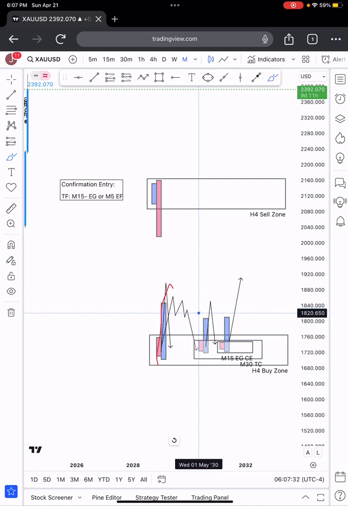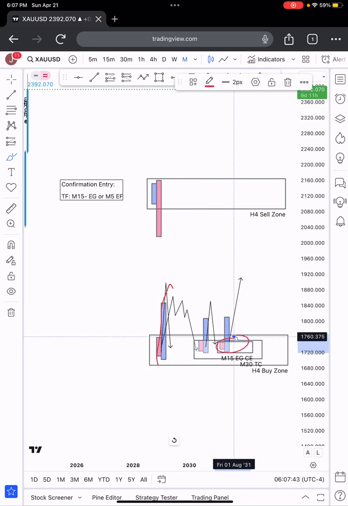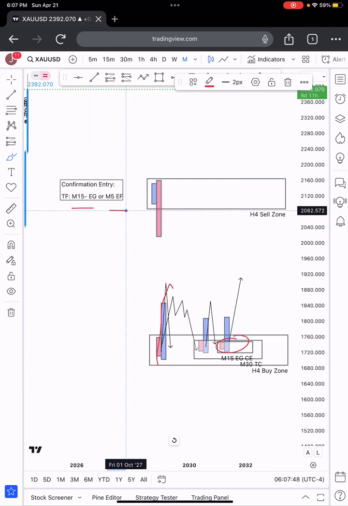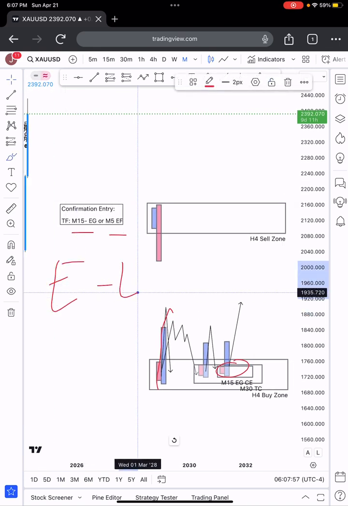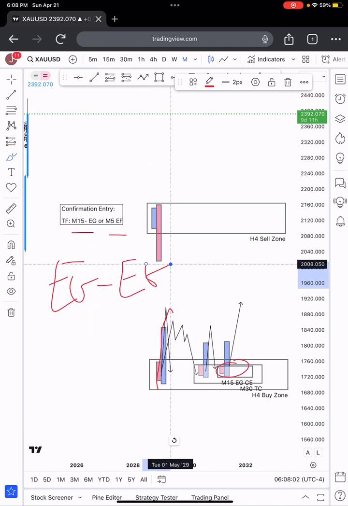Now after it creates an EG, you can go to either the M5 or the M15 and wait for price to pull back into that zone and look for your confirmation entry. The confirmation entry is going to be an M15 EG or an M5 EF. Very simple. Basically, how we trade this strategy or concept is E to E, meaning EG to EG. It's just engulfing to engulfing to engulfing, right?